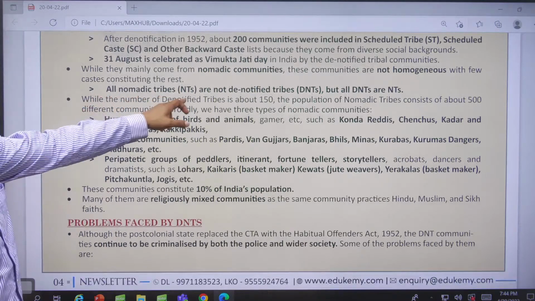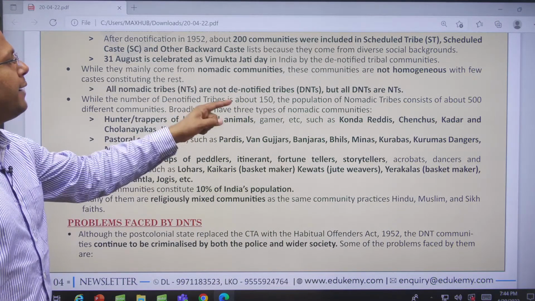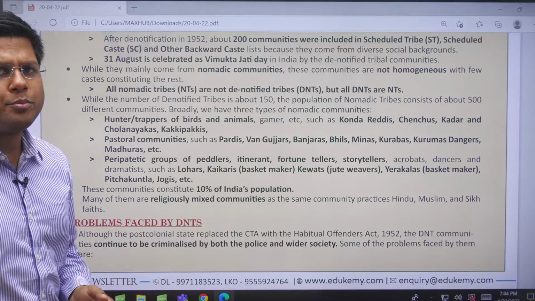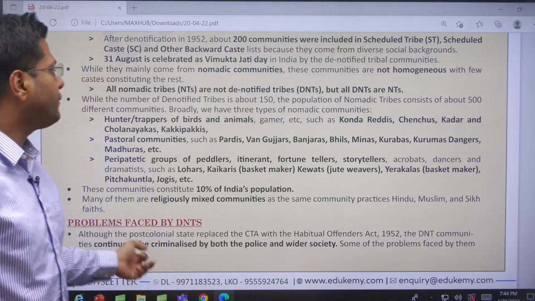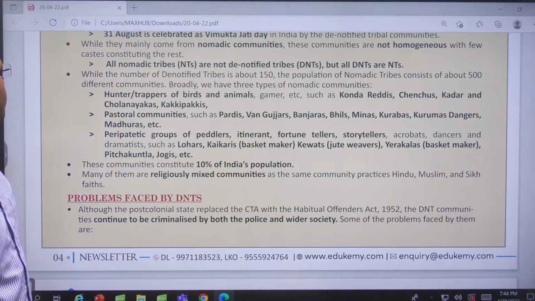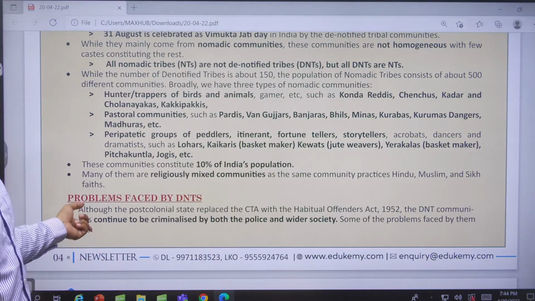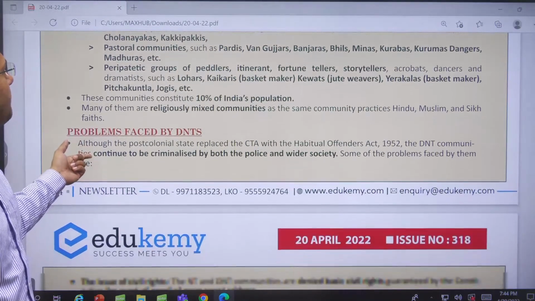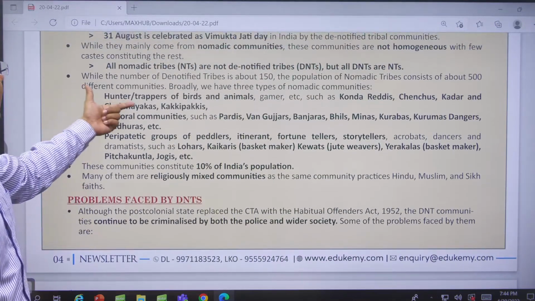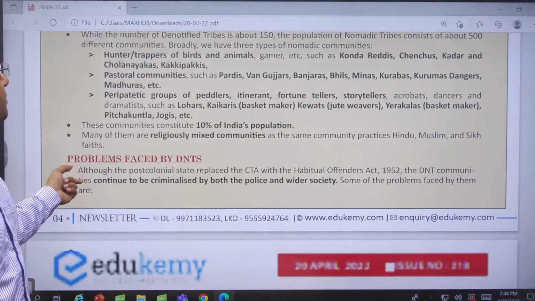So this is a key point here. All nomadic tribes are not denotified tribes, but all denotified tribes are nomadic. So the first part becomes very relevant. All nomadic communities have not been denotified as of now, right? So examples are Bhils, Meenas, Madhuras, people who are jute weavers, basket makers, all these people from different parts of the country, they constitute the three kinds of denotified tribes: hunter trappers, pastoralist communities, and people who are peddlers and people who keep roaming around.